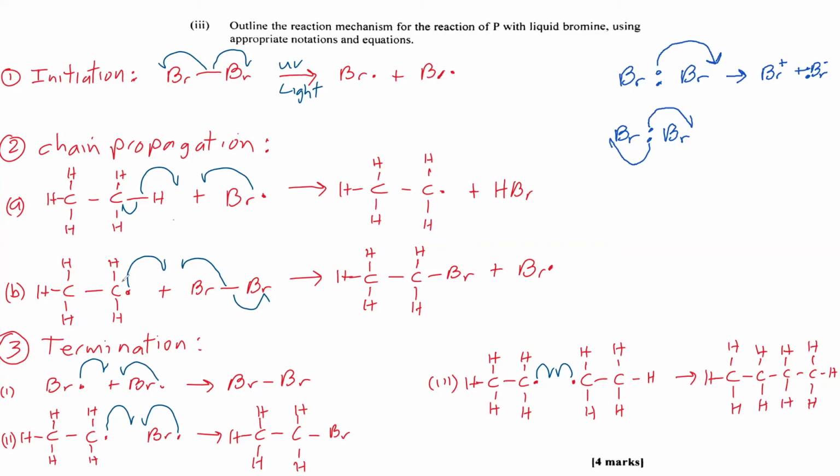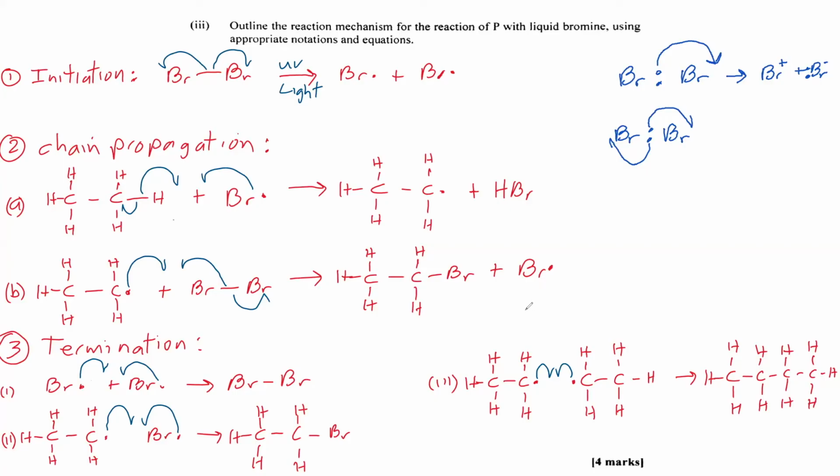We now have a very reactive species, which is the alkyl radical. That alkyl radical will now react with more halogen, which is, in this case, bromine. So the electron from the alkyl radical will bond with one electron from the Br-Br bond, and the other electron will go onto Br to form another radical. So the Br radical was regenerated.